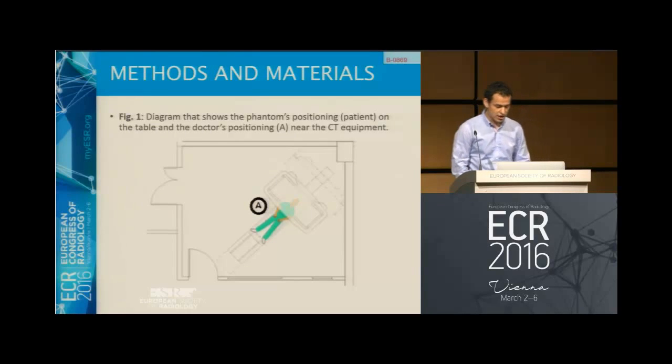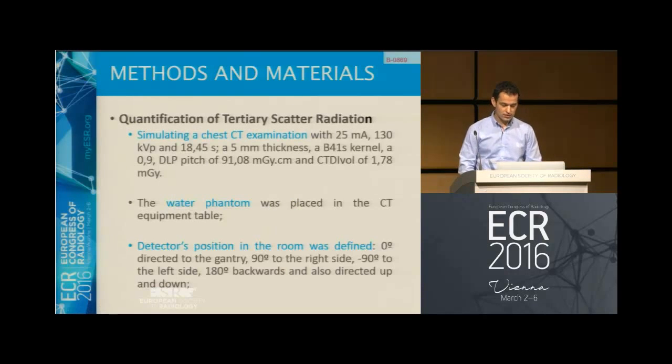This is a diagram to exemplify the positioning of the patient, the CT scanner, and the doctor here for any interventional procedure. So we simulated a chest CT examination. These are our parameters. And the water phantom was placed on the CT equipment table. The detector's position was defined. As you can see, we have several angles.